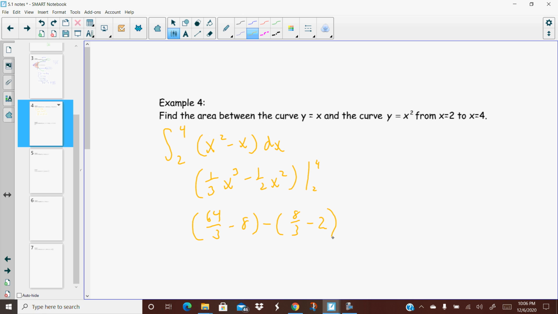Now, I am fond of combining the like terms first. So 64 thirds minus 8 thirds is going to be 56 thirds. And then I'll do the -8 minus the -2. So -8 minus minus, or plus 2, is -6. Putting 6 into terms of thirds is 18 thirds. So 56 minus 18 is going to be 38 thirds.